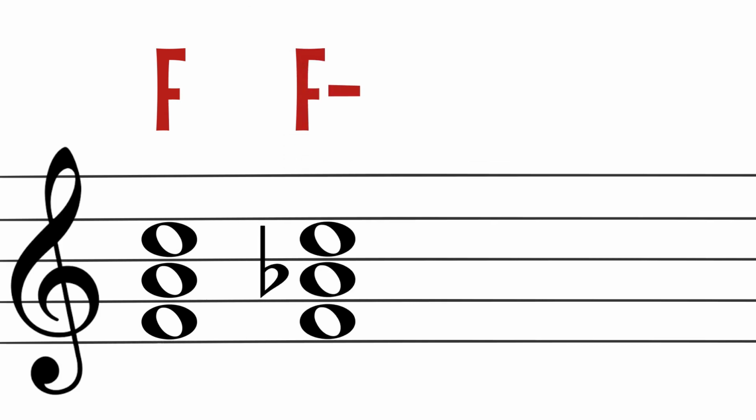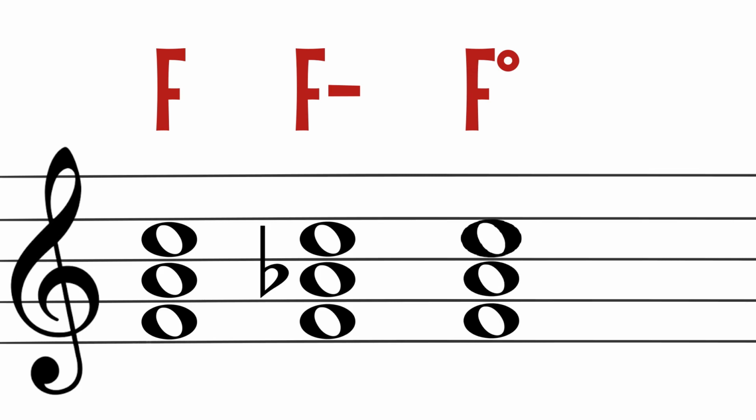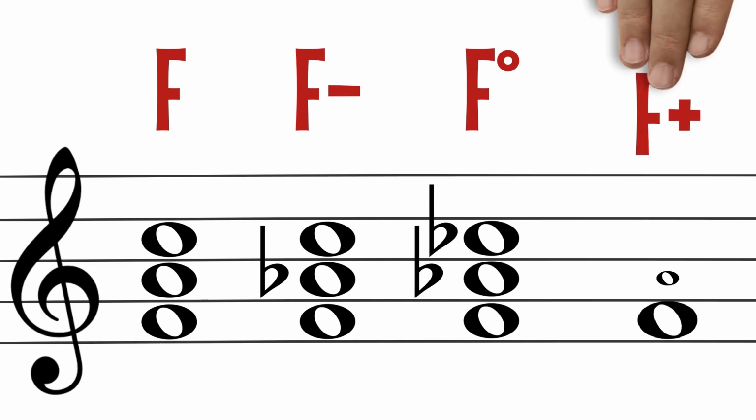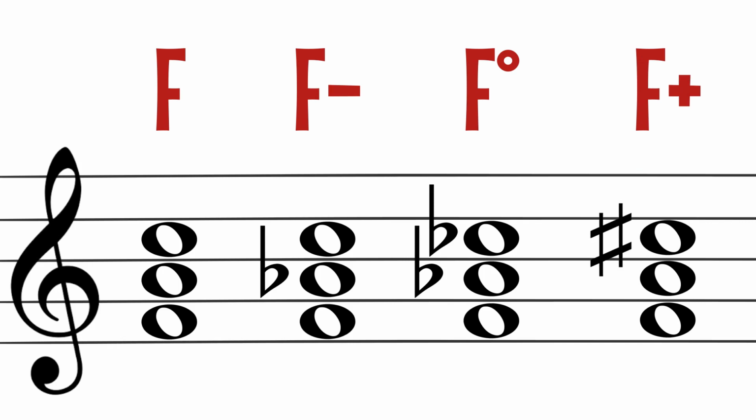Additional symbols are added to the letters to signify alterations to the basic triads. A minus sign denotes a lowered third, or minor triad. The degree sign signifies a lowered third and fifth, making the triad diminished. And a plus sign indicates a raised fifth, or augmented triad.